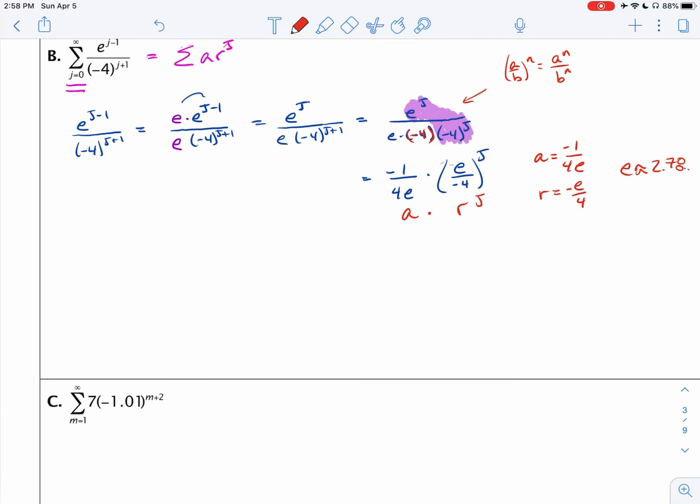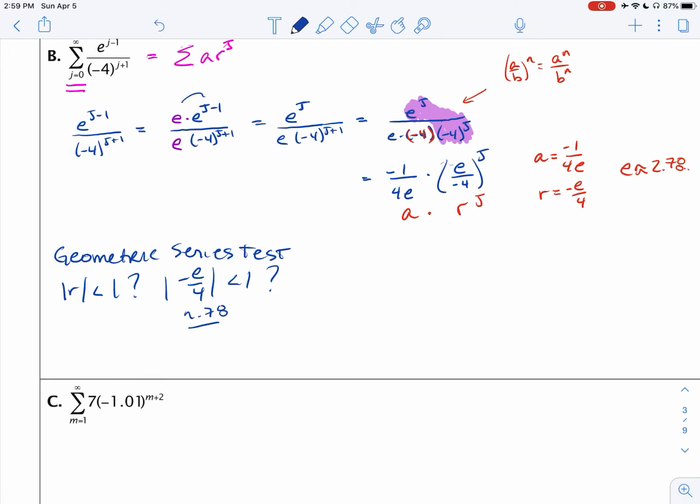Good? So now for my geometric series test, I can say, is r, absolute value of r less than 1? Is negative e over 4 absolute value less than 1? Yes, because this is 2.78 divided by 4, which is less than 1, right? So we do say that this series, a sub n, is convergent.